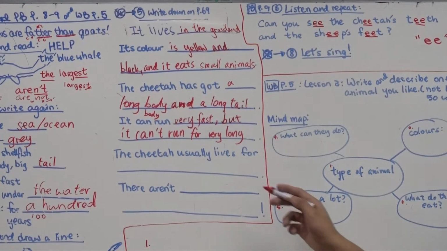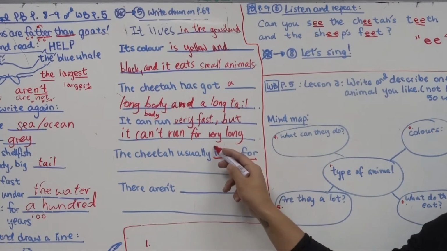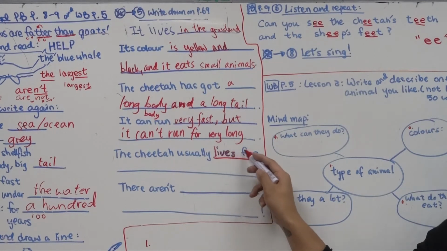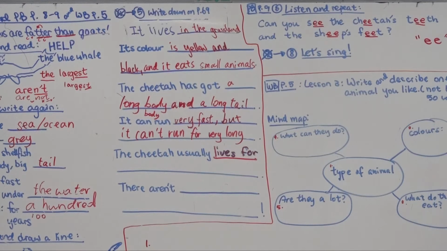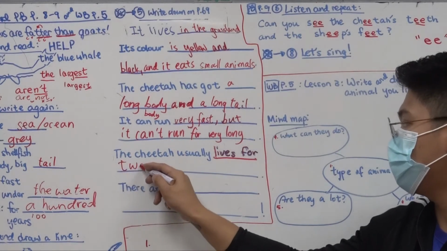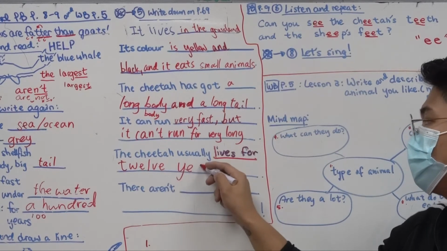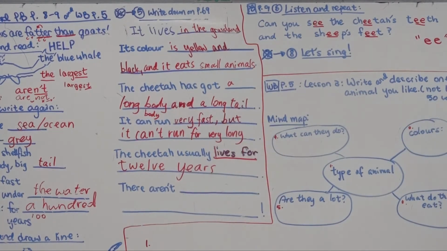Actually, I already wrote it down for you. So the cheetah usually lives for L-I-V-E-S, and then F-O-R. Lives for how long? How do you spell 12? 12 is T-W-E-L-V-E. Years is Y-E-A-R-S, okay? So the cheetah usually lives for 12 years.